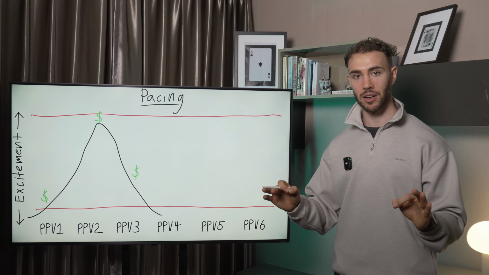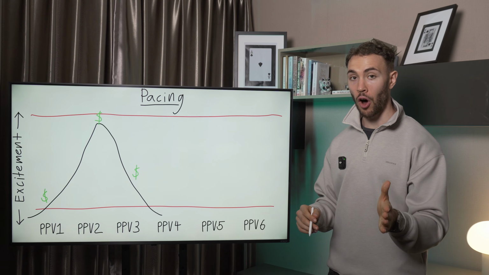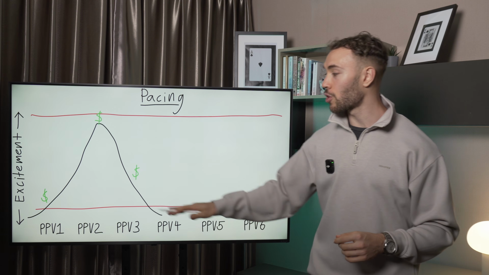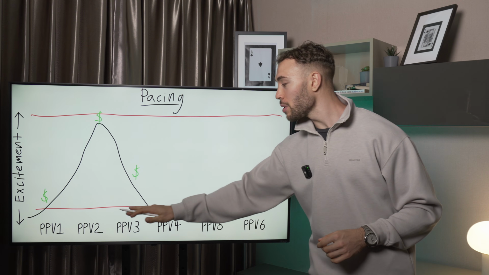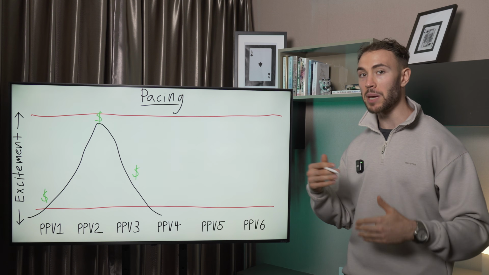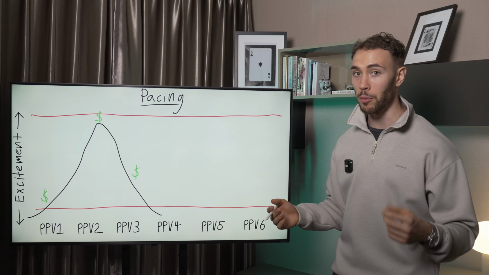Now I'm going to show you some diagrams of why it's so important that you pace your sequences. And what I'm referring to is both the content and what you're talking about. So here we have the subscribers' excitement level, and then we've got each pay-per-view there. Obviously, we want to sell them as many pay-per-views as possible because we make more money that way.